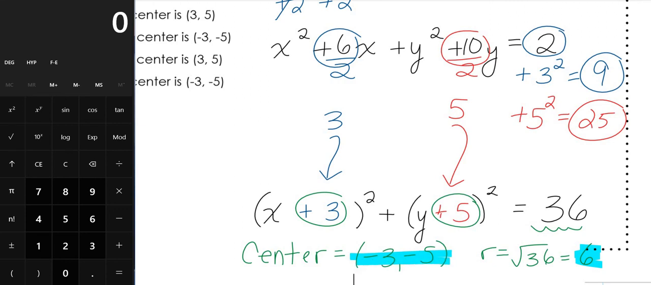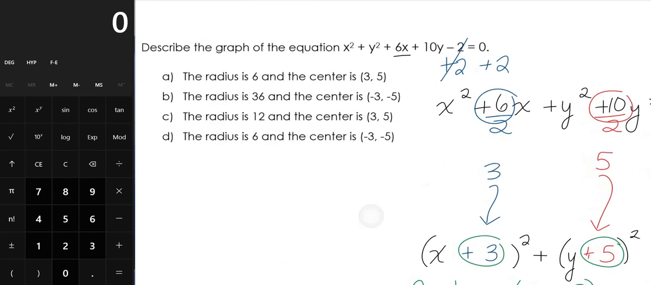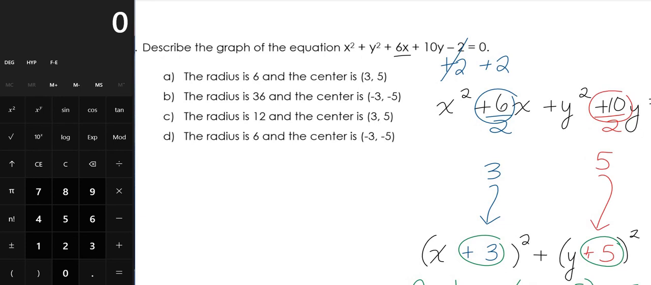Let's take a look at our choices. Okay. Radius is 6, that's here and here. Okay, so it's not choice B, it's not choice C. Now let's compare the centers. Our centers are at -3, -5. It's the opposite sign of what's in the parentheses. That's right here. So our answer choice is choice D. Let's move on.